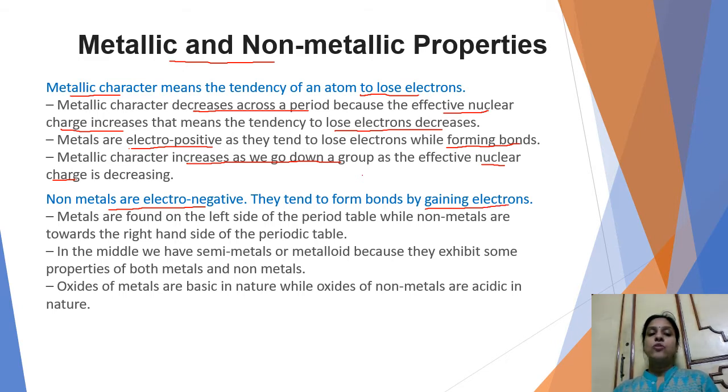So अगर हम metals की बात करें, then metals are present in the modern periodic table on the left hand side, whereas non-metals are present on the right hand side of the periodic table, as well as in the middle, means in between metals and non-metals, there are semi-metals or metalloids present because of having both metallic as well as non-metallic character. ठीक है बेटा, and apart from that, oxides of metals, ये हम already discuss कर चुके हैं, are basic in nature, whereas oxides of non-metals are acidic in nature.